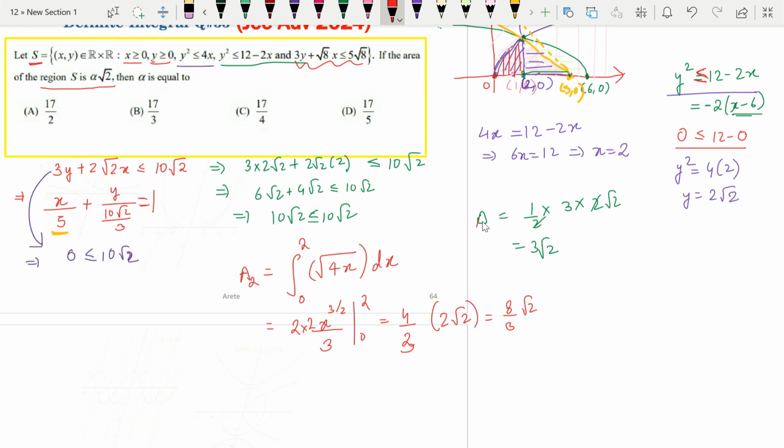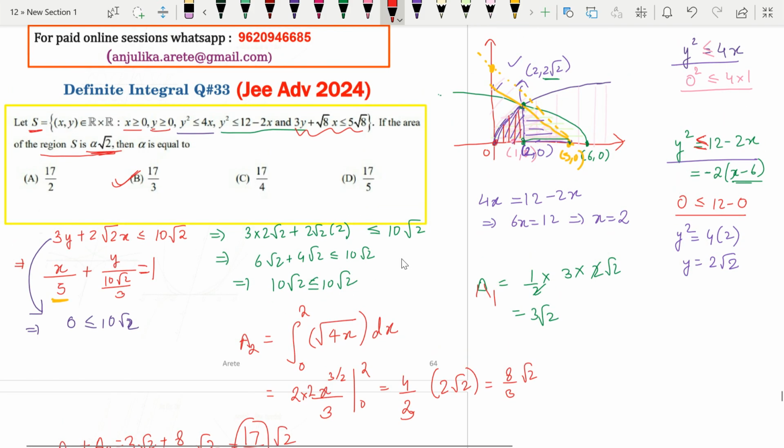So for the complete area, you add just A1 and A2: 3 root 2 plus 8 upon 3 root 2. How much is that? 9 plus 8, that's 17. So 17 upon 3 root 2. So the alpha value will be 17 over 3. That's your solution. Nice question. See you with another one.